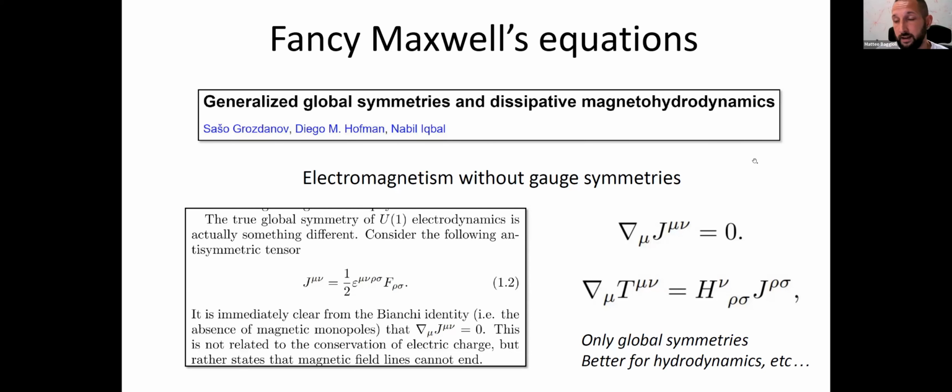And what these people show is that in principle, you can forget completely about the field strength and the Maxwell equation, and you can describe electromagnetism completely in terms of two equations. One is again the conservation of the stress tensor, which is always there, this equation here. But the second equation is the conservation of this higher form current. And they show that this formulation is completely equivalent to standard electromagnetism, but is convenient in many respects, especially when you want to study the limit of strong magnetic fields and when you want to do hydrodynamics, because hydrodynamics is based on real symmetries, and real symmetries are global symmetries.